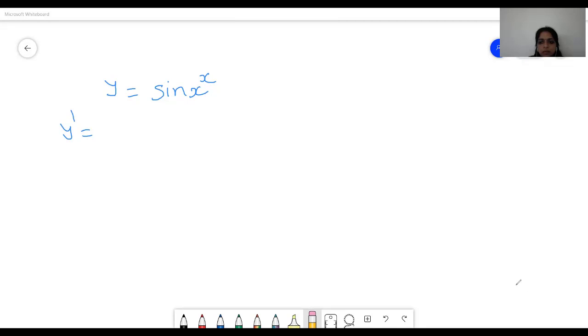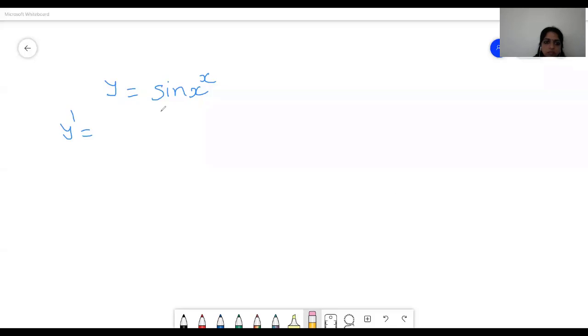We do sine x raised to x differentiation first, then we use the chain rule and do differentiation of x raised to x. Sorry, please repeat. Ma'am, the answer is cos x. Please, Karan will give the answer. Cos x raised to x into x raised to x into 1 plus log x.